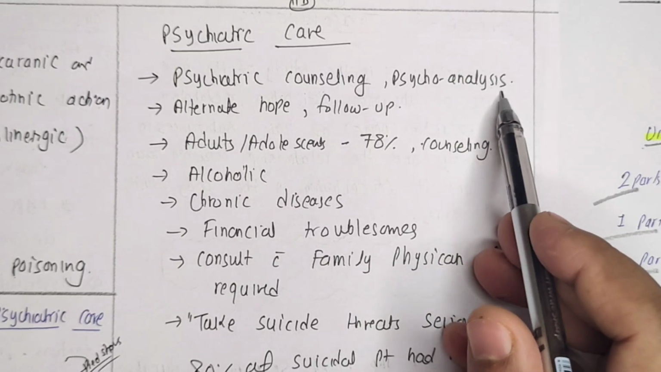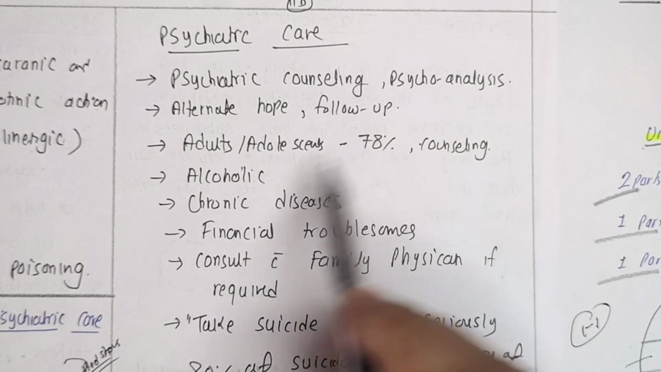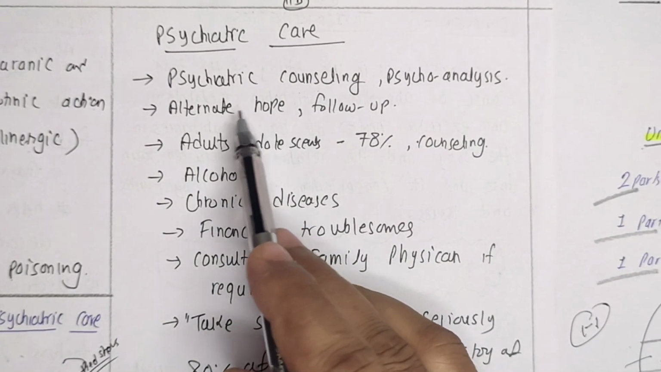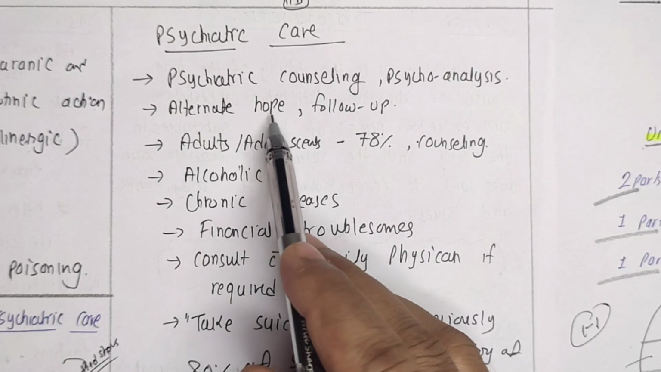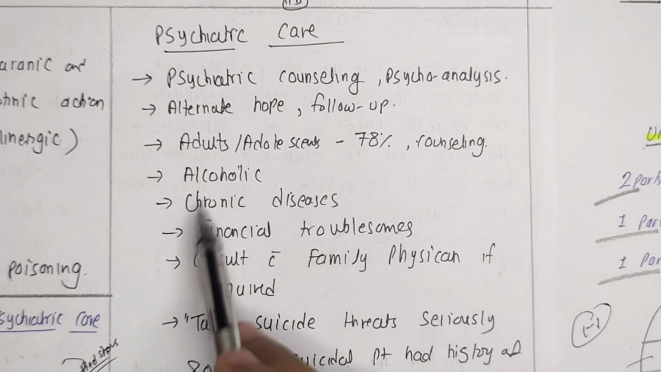What is the current status of their psychiatric health, mental health? So that needs to be balanced. Then they have to be given proper hope and all. Every life counts. They can do far better things in life rather than ending their life. And then calling them for the follow-ups.